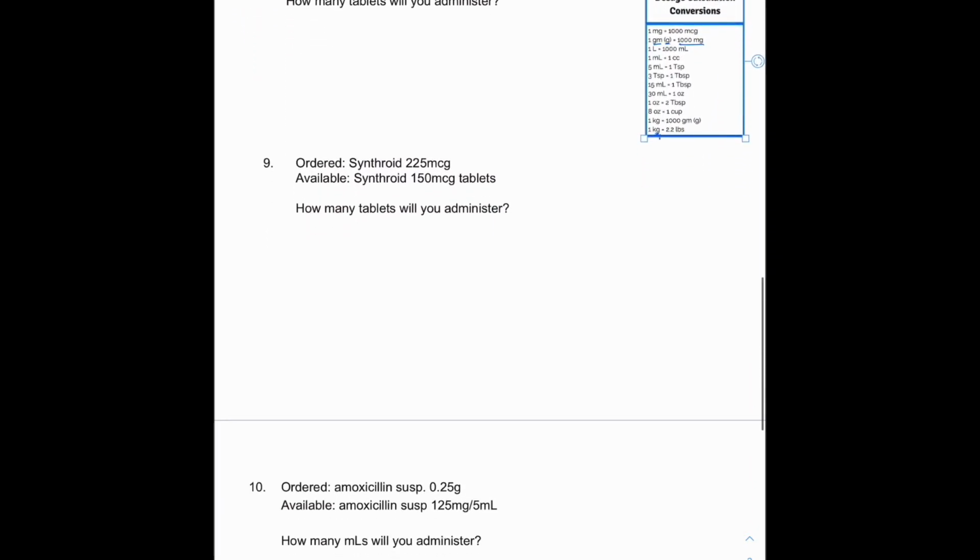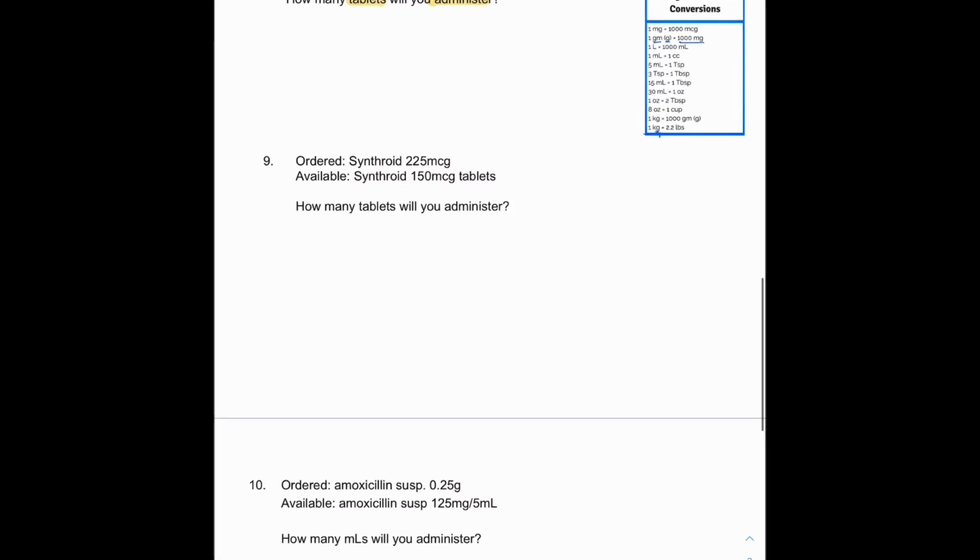Number 8, ordered Cipro 0.375 grams. And what's available is Cipro 250 milligram tablets. How many tablets will you administer? So we want tablets on top. Our problem tells us for every one tablet, we've got 250 milligrams. So one tablet, 250 milligrams.